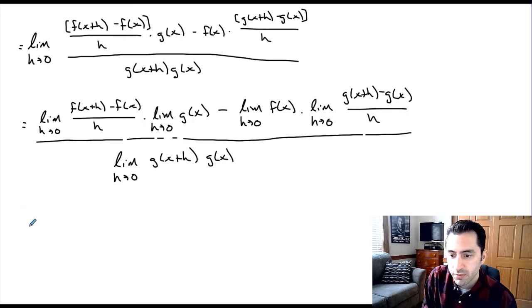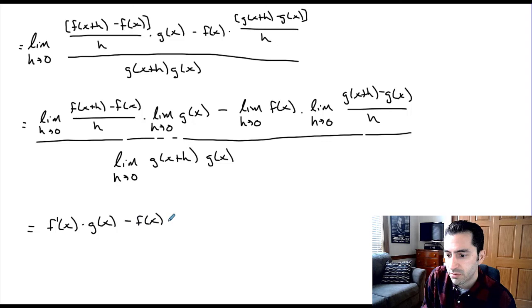So the first part, in the numerator of this fraction, the limit of the difference quotient for f. That is the same as the derivative of f. And that's being multiplied by the limit as h goes to 0 of g of x. Well, there's no h in here, so that's the same as just g of x. From that, we're going to subtract the limit of f of x. Okay, there's no h in that one either, so that's just the same as f of x. And that's being multiplied by the limit of the difference quotient for g of x, which is equivalent to the derivative of g of x.